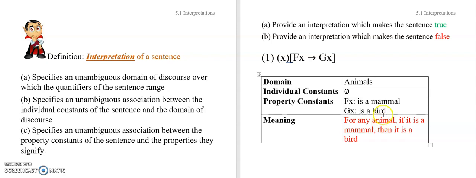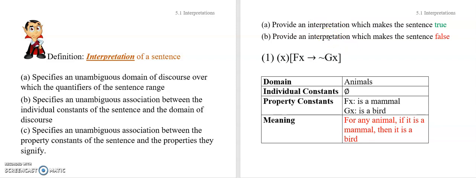No mammal is a bird, right? So that would be an interpretation of the categorical A sentence that makes it false. Okay, let's go ahead and try the categorical E sentence, which looks like this. Pause now and provide me with an interpretation that makes it true and an interpretation that makes it false.